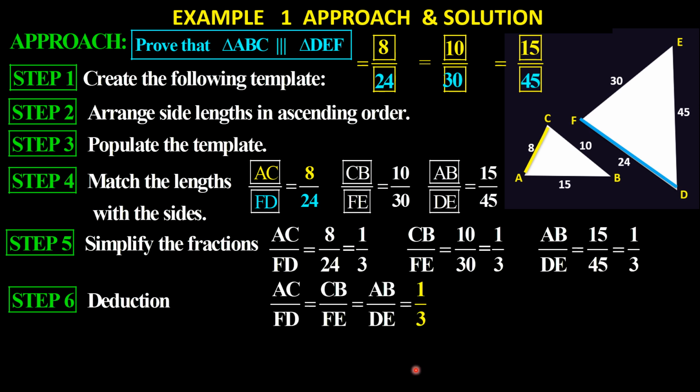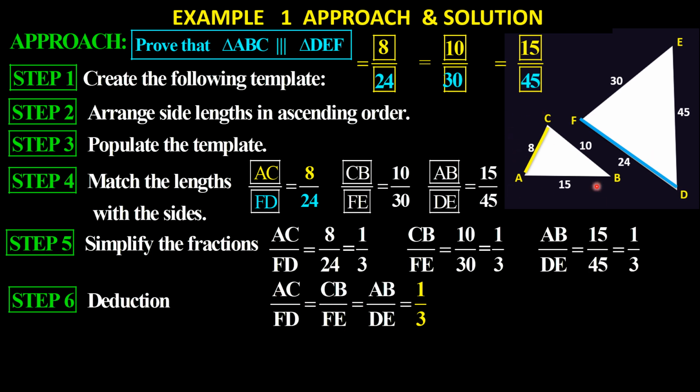Therefore, we get a proportion. I can say AC is to FD, so this is ratios that are equal, so I get a proportion. Now, we want to try to get the triangle in the correct order, right? Let's see how we can do that.